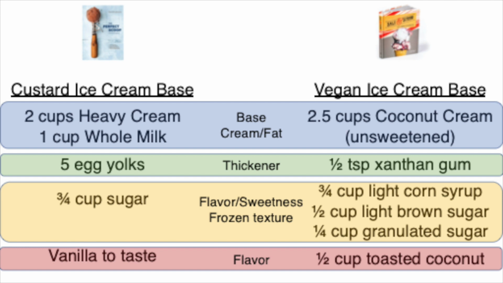And let me tell you, toasted coconut adds a ton of flavor to this. It's just amazing. Okay, so let's go through and make the vegan ice cream base from Salt and Straw and talk about the different parts here.